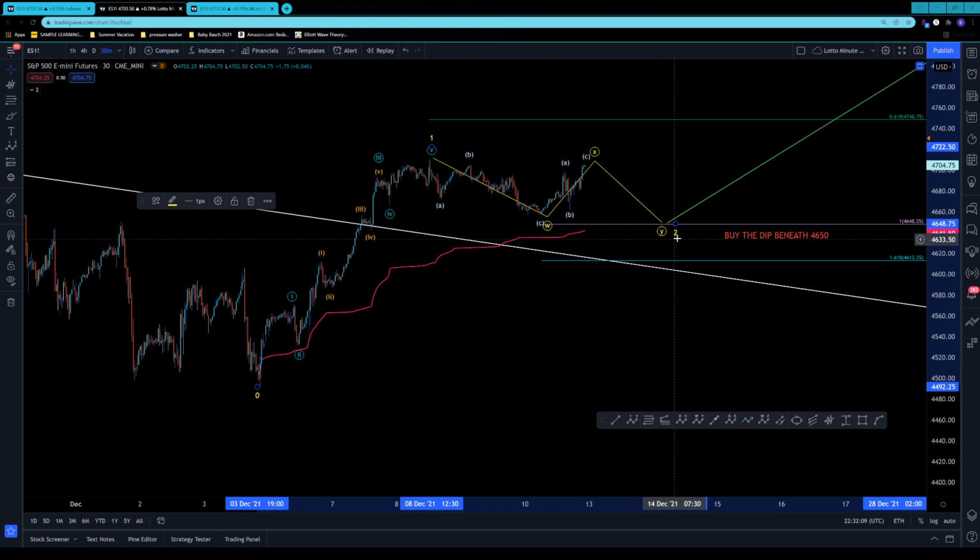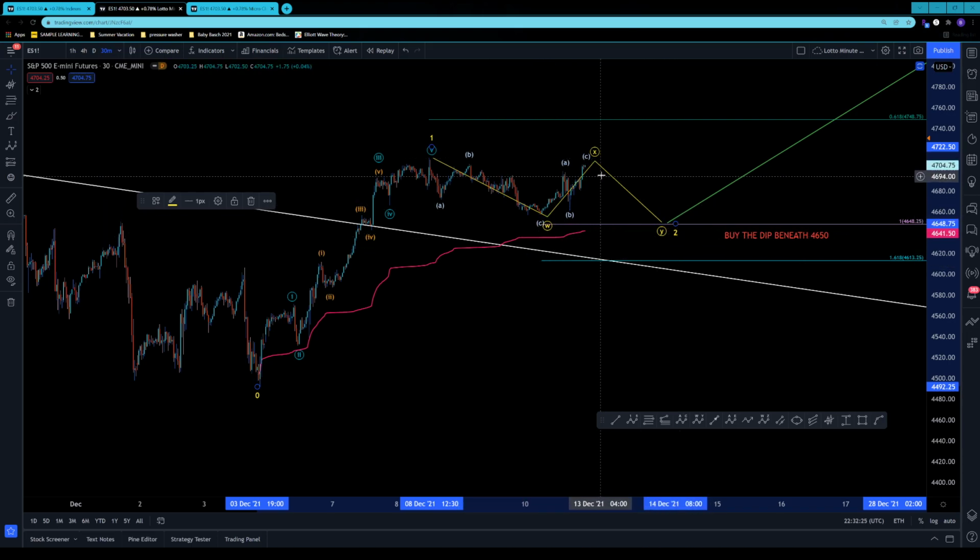So the reason I would favor 4650 off this alt is because it's the 100% extension, which is the most common place to find your wave Y bottom, and we also have the last pivot AVWAP that's going to be coming right at that same location. So that's going to be strong support right there.